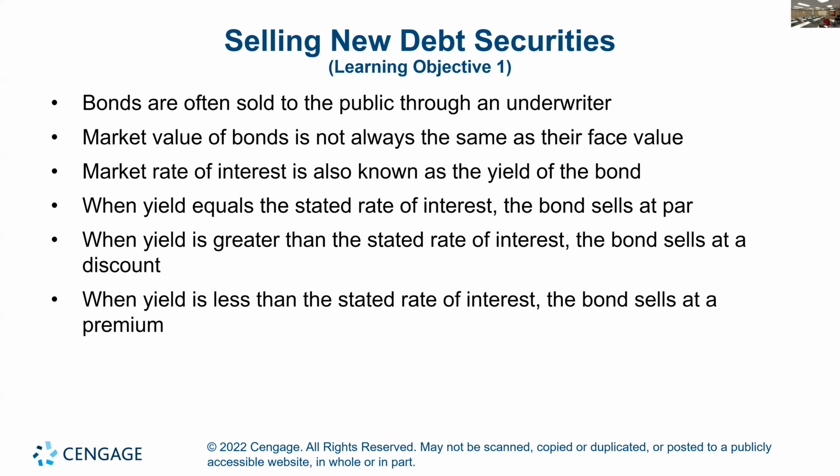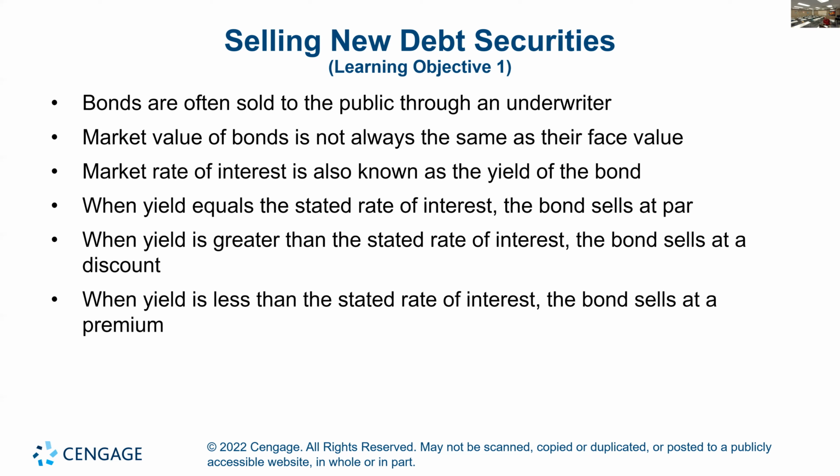Yield is another name for the market rate. Sorry about that, I didn't mean to confuse you there. When the yield, the market rate, equals the stated rate, the bonds are going to be sold at their face value, meaning you're going to receive the same amount of cash as the face value.